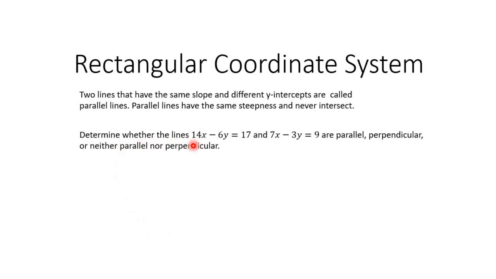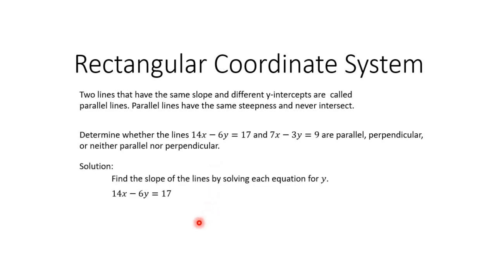Here's a situation. We want to determine if the line that has the equation 14x minus 6y equals 17 and the line that has the equation 7x minus 3y equals 9 are parallel to each other, perpendicular to each other, or if neither of those things are true. Well, first thing we need to do is find the slope of each line by solving each equation for y. So to solve this equation for y, I first subtract 14x from both sides. The 14x's will cancel, leaving me just negative 6y on the left, and then negative 14x plus 17 on the right. Once you have this, the last step is to divide both sides by negative 6.